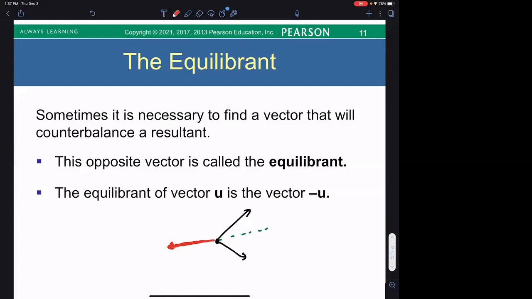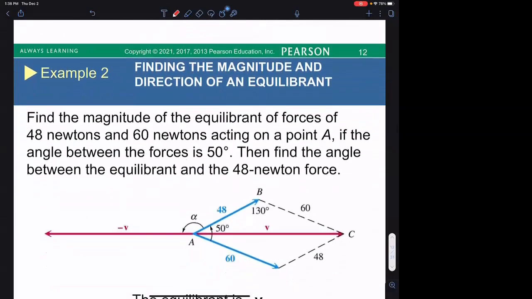So the equilibrant of a vector u is the vector minus u, but specifically they're going to make it the equilibrant of a resultant, where you had something that was the sum of two vectors, and you find a single vector that would counterbalance or be opposite to the sum of two other vectors. That's the situation they're describing here. So let's look at their example. Here it is.